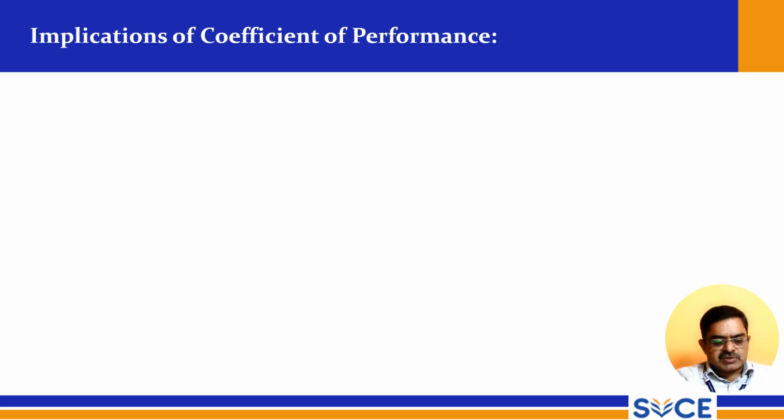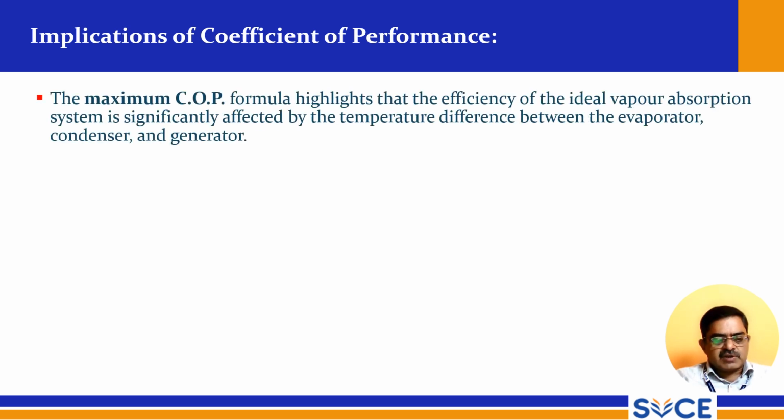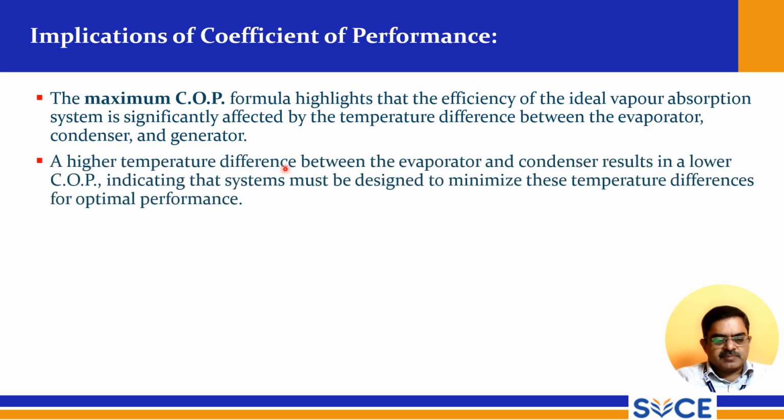Now, the implications of the coefficient of performance. The formula for maximum COP highlights that the efficiency of the ideal vapor absorption system is significantly affected by the temperature differences between the evaporator, condenser and the generator. A high temperature difference between the evaporator and condenser results in a lower COP, indicating that systems must be designed to minimize these temperature differences for optimal performance.